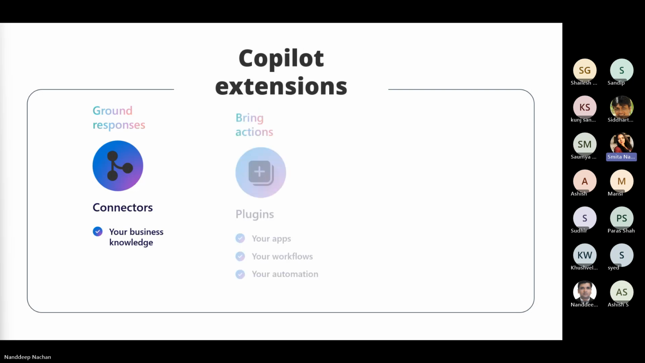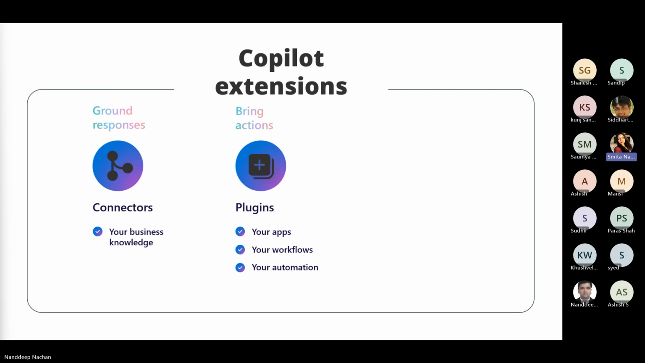The second one is the plugin, which brings the actions. The purpose of plugins is that they allow the Copilot to initiate actions within the organization's applications, workflows, or automated processes. As for the functionality, through plugins, Copilot can perform tasks directly within the app, such as creating entries, sending notifications, or automating routine tasks, turning the Copilot into a proactive assistant.